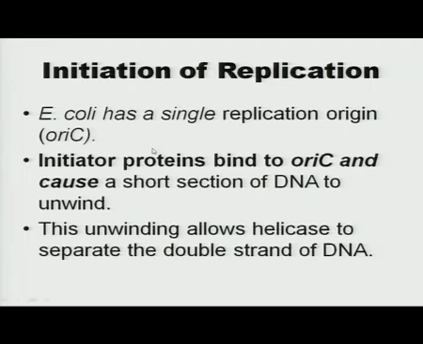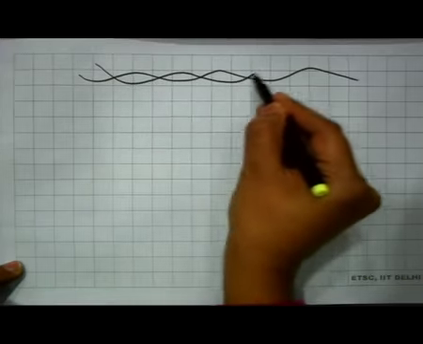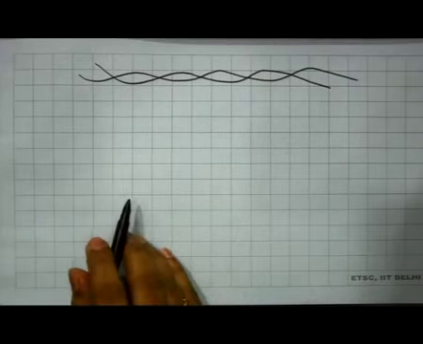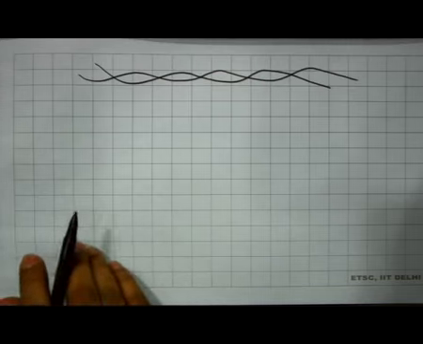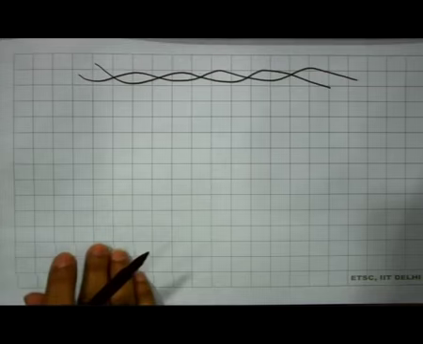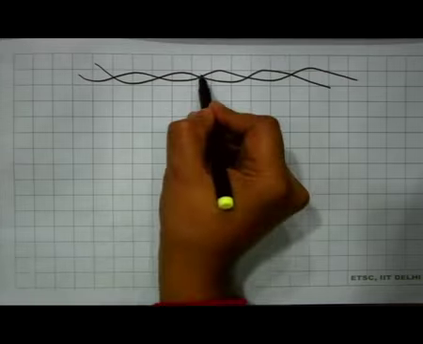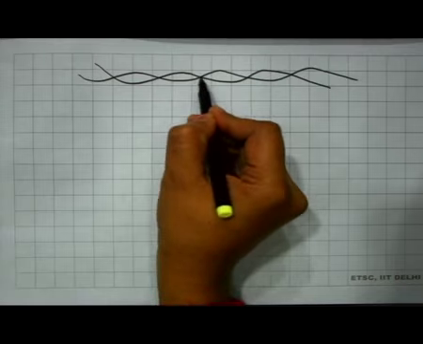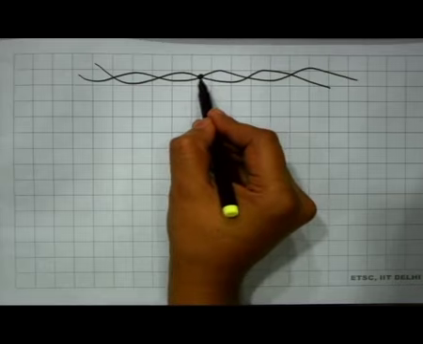So, initiation of replication. In case of bacterial DNA, only one origin is there. This is a major difference between eukaryotic and prokaryotic DNA replication. Prokaryotes have only one origin. Origin means from where the replication will begin, and in case of eukaryotes there are many origins, and from almost all origins the DNA can get replicated.